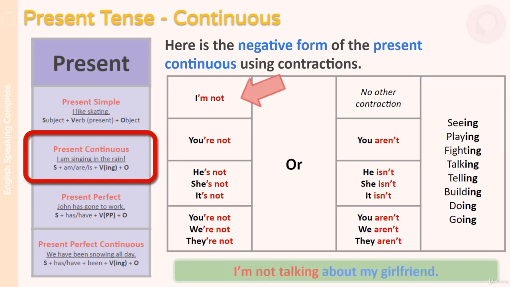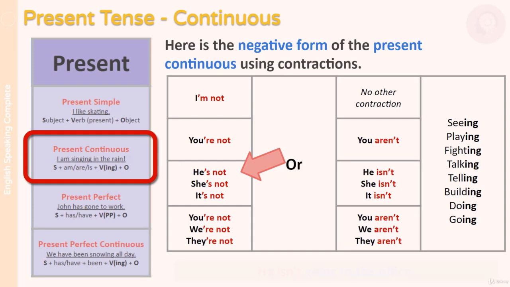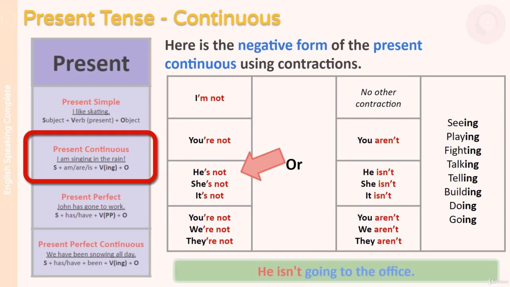Here's a couple of examples. I'm not talking about my girlfriend. I am only has one form of contraction. I'm. He's not going to the office. So this is using the contraction of he is, he's. He's not going to the office. He isn't. That would be the second form of the contraction. He isn't going to the office. Exactly the same as he's not going to the office. Just slightly different in the formation of how we make it. Okay, so that is the negative form.